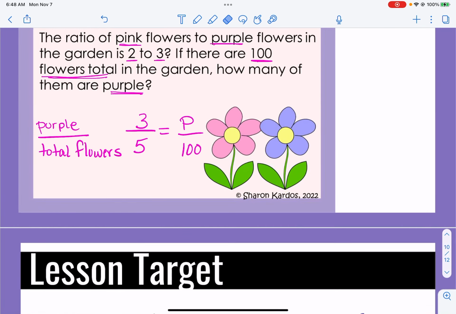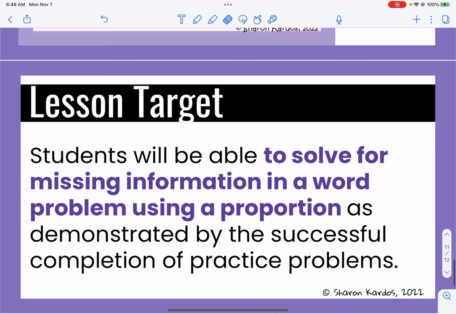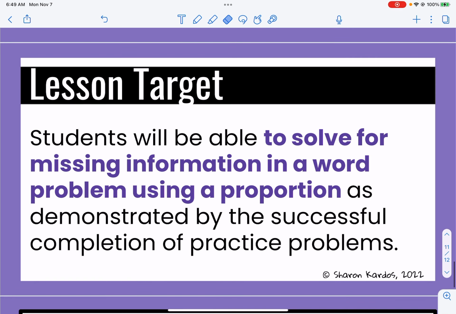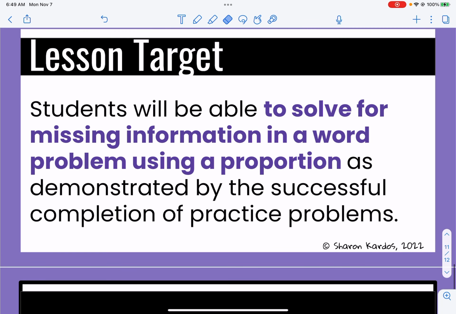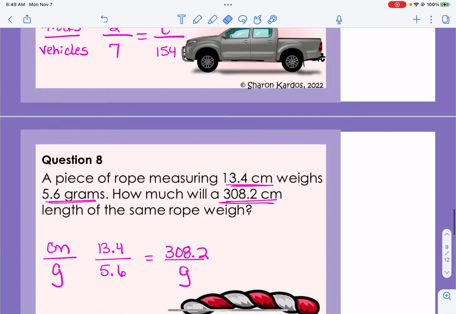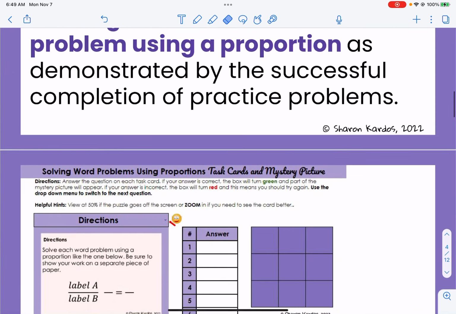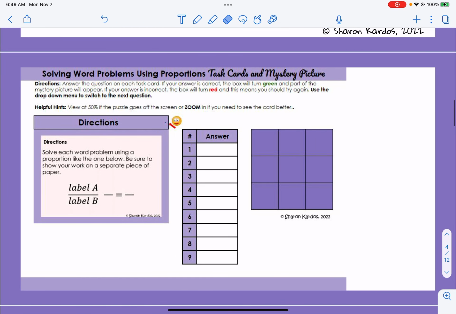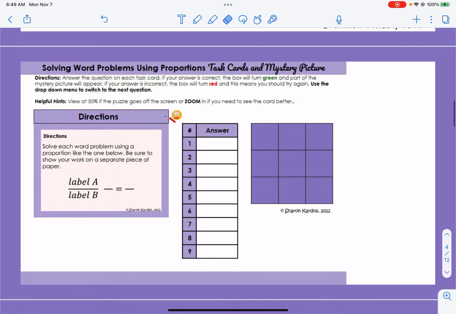So yeah, we were able to solve for missing information in a word problem using a proportion. And you're going to successfully demonstrate this by completing the practice problems. So again, make sure that you are showing your work for this particular mystery picture on a separate sheet of paper. And if you have any questions, make sure you come and see me.